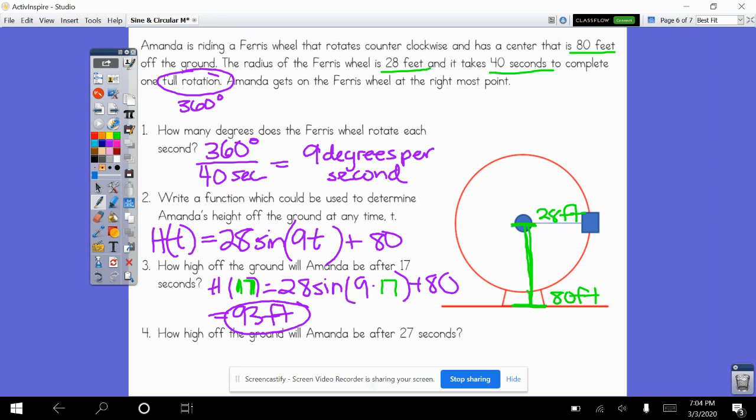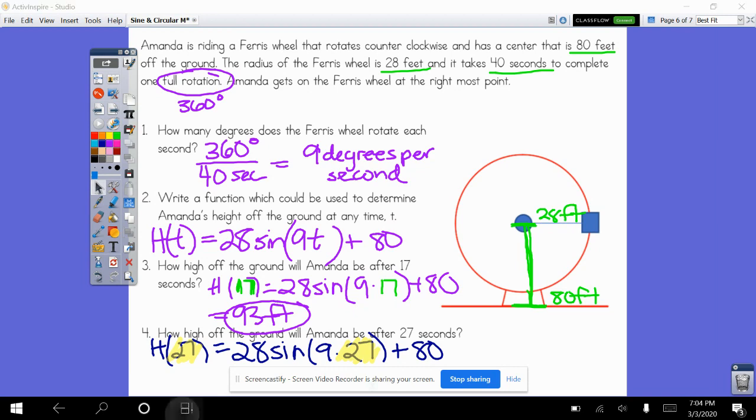Now, how high off the ground will she be after 27 seconds? So similar thing. We're using the same exact function. I'm plugging in 27. So I have 28 sine of 9 times 27. Can't forget that 9 times part. So what I just plugged in was 27 for t.